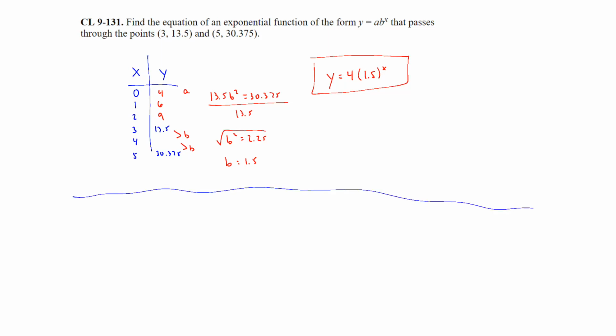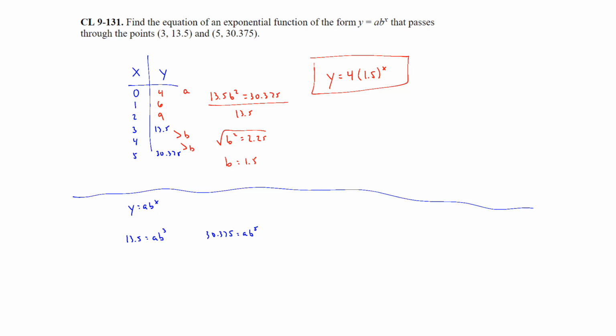Now, another way that you could have done this is, instead of using the table, set up an equation using the 2 points. So we could have used the equation y equals a times b raised to the x power, and then plugged in what we knew. 13.5 is equal to, we didn't know the a value, we didn't know the b value, and then x was 3. And then we would do a second equation, 30.375 is equal to a times b raised to the x of 5. So there's our system of equations.